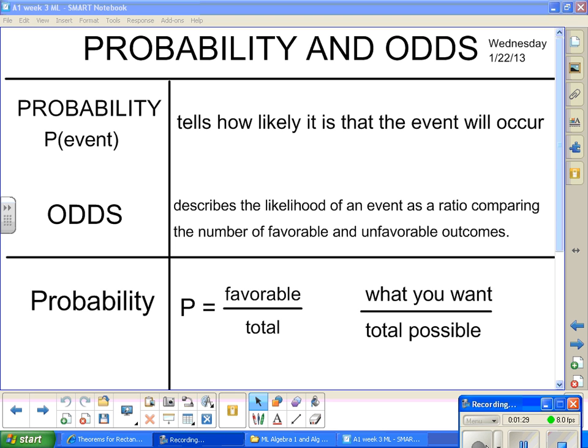Okay, so today we're going to be doing probability and odds. So you need to go ahead and copy these notes if you haven't started yet.